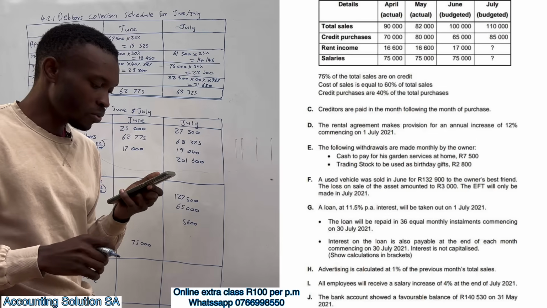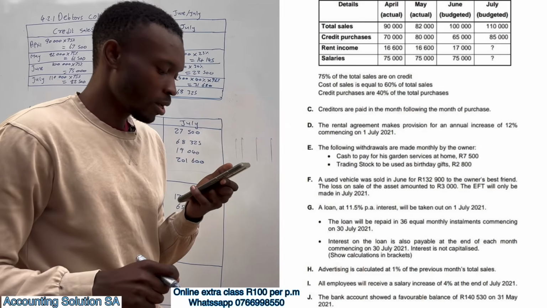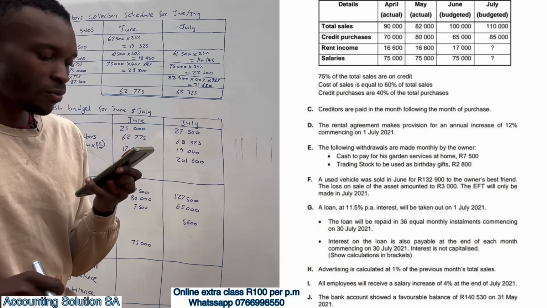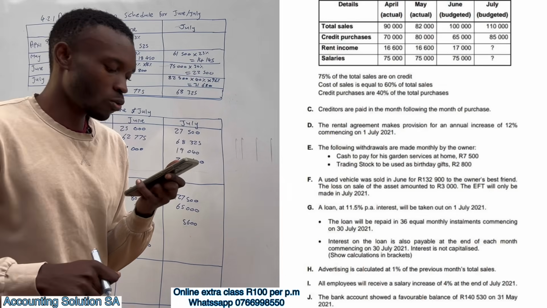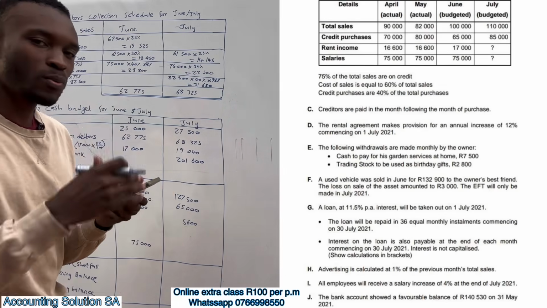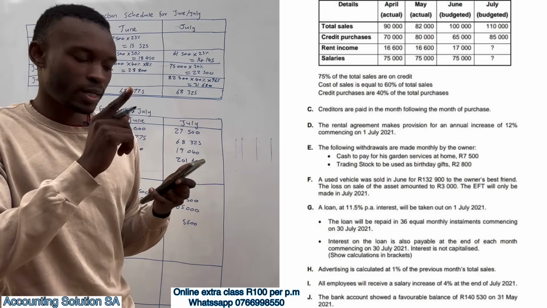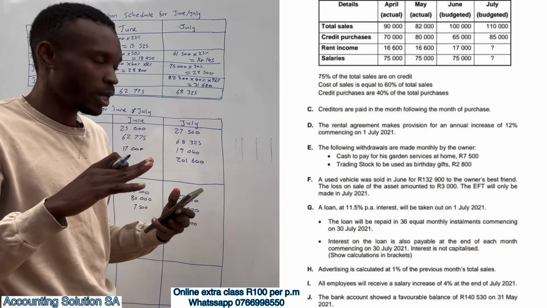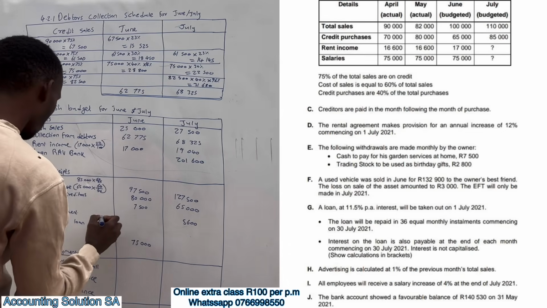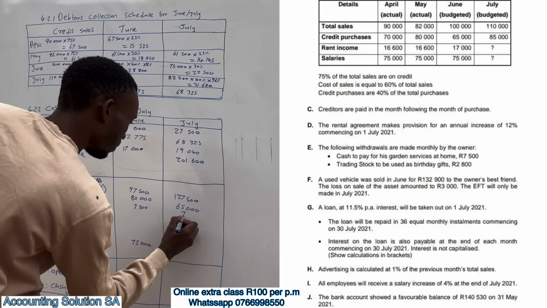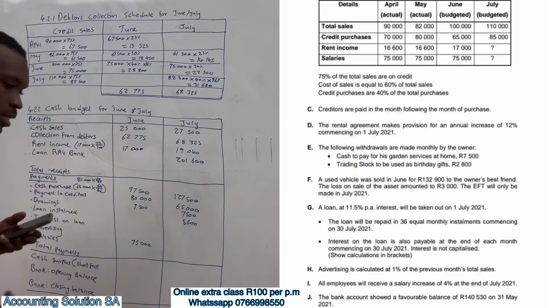The following withdrawals are made monthly by the owner. Cash to pay for his garden service at home, 7,500, and trading stock is 2,800. Which one do we take? We only take cash. Trading stock is not cash. We are dealing with cash only because it's a cash budget. We're going to include drawings of 7,500, just like that. Okay, and the following one.